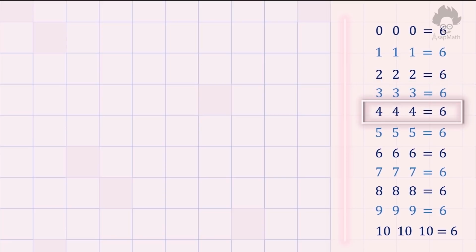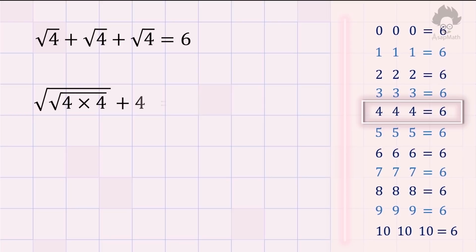In this set, we have to get 6 from 3 fours. One method would be square root 4 plus square root 4 plus square root 4. We also can take the square root twice from the product of 4 and 4 and then add 4. It will give 6. Square root of 4 plus 4 over 4, take the whole thing and then take the factorial.